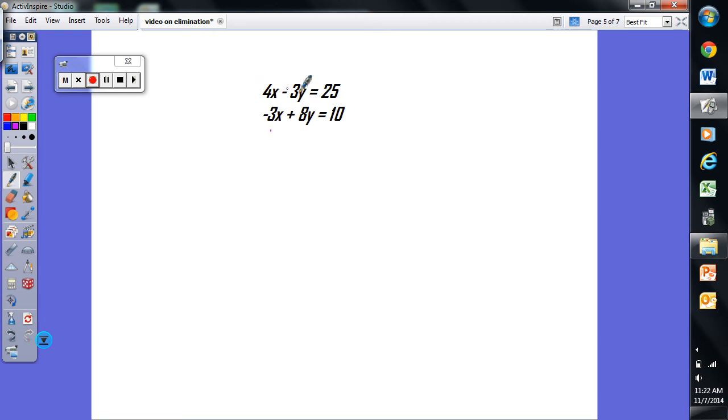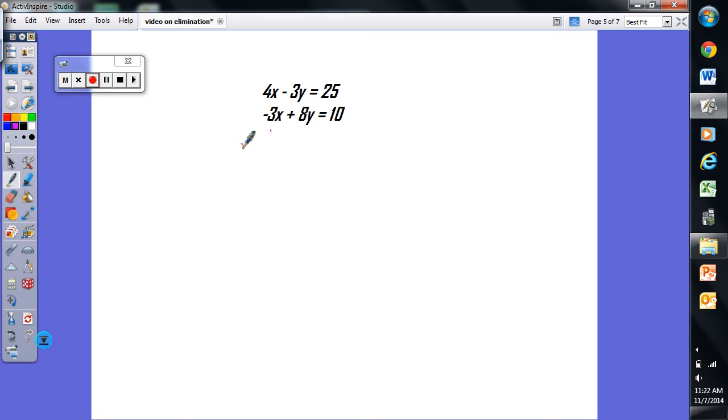But there's nothing that I could multiply this equation by that would make it cancel out with anything in this equation. For instance, if I multiplied this equation by 2, I would have an 8x, which wouldn't cancel out with the 3x. Or I would have a 6y, which wouldn't cancel out with the 8y. So that wouldn't help. And there's nothing I could multiply this equation by to make it cancel out with anything in that equation.